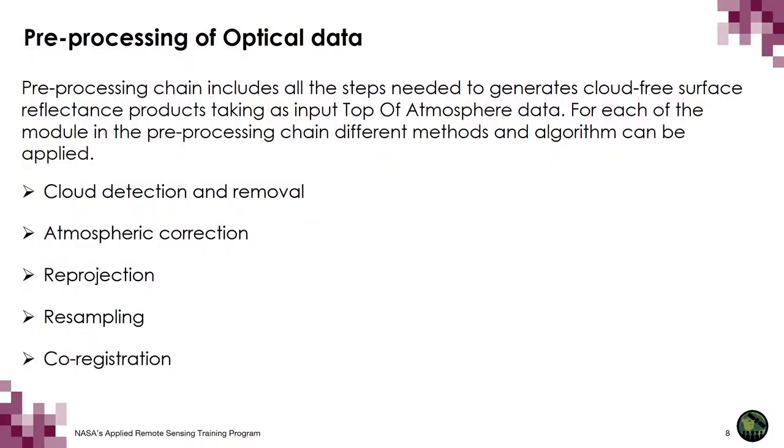To account for atmospheric effects, we need to pre-process the optical data. We need to apply atmospheric correction to take into account gases and particles present in the atmosphere that can affect the incoming radiation, and we need to compensate for this effect. Optical data preprocessing also includes cloud detection and cloud removal algorithms. Other preprocessing steps that may be needed are reprojection, resampling, and co-registration.